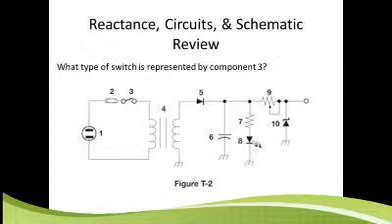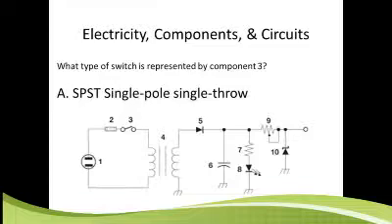Remember, we talked about the coil, and then essentially, when it's energized, it causes the switch to be open or closed. You can have a normally open relay or a normally closed relay, but essentially it's a switch controlled by electromagnet. Okay, component number 3. What kind of switch does that represent? It's a single pole, single throw. That's right, single pole, single throw.